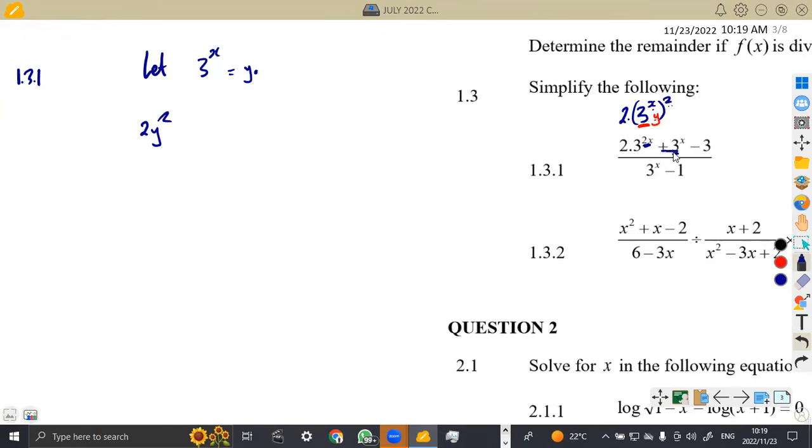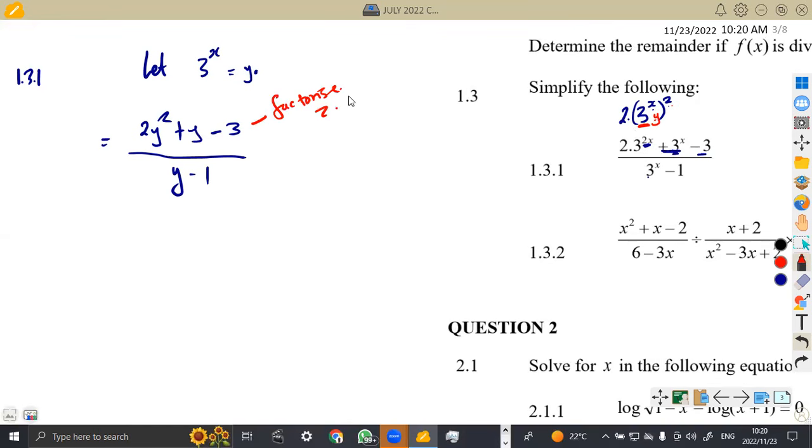In place of 3 to the exponent of x, we've got plus 3 to the exponent of x. We are going to replace with y minus 3. There is no x, so we just write it as it is. Everything over 3 to the exponent of x, which is y. So it's going to be y minus 1. So this is what we can have from this part by introducing y in place of 3 to the exponent of x. In this case, on the numerator, you're supposed to factorize.